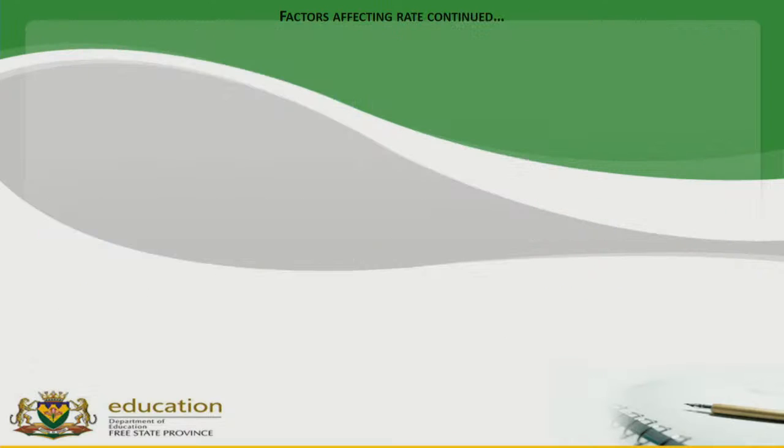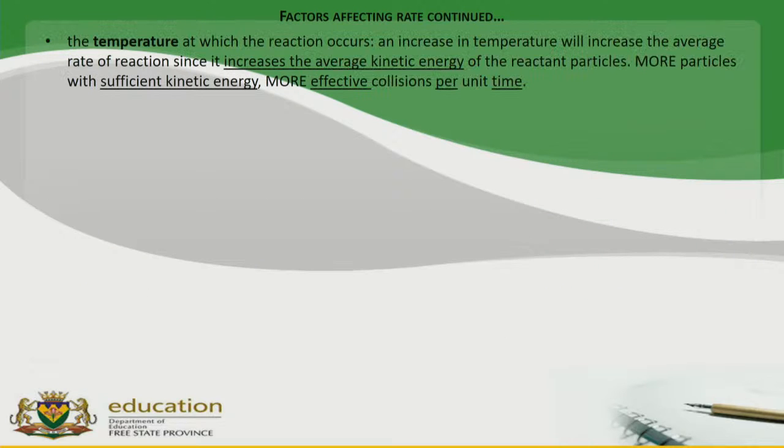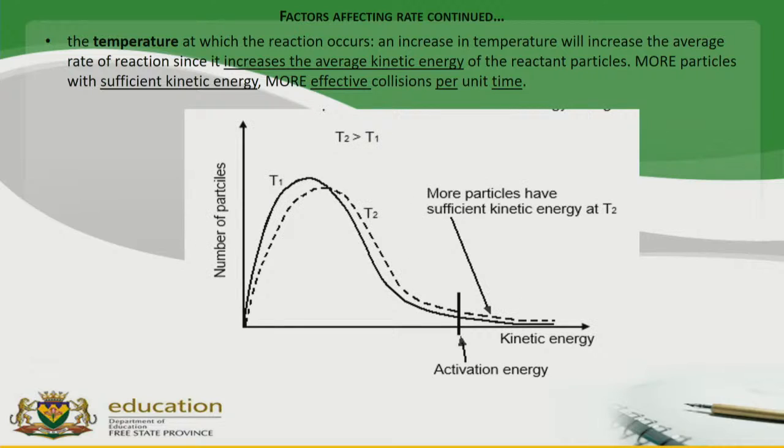And then the last one is temperature. You can see that at T1 you had a lower temperature, so it means you had fewer particles with sufficient kinetic energy. But at T2, the dotted line, you now have more particles with sufficient kinetic energy. Therefore, we'll have more effective collisions per unit time.